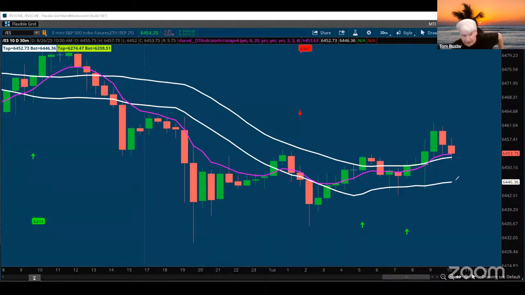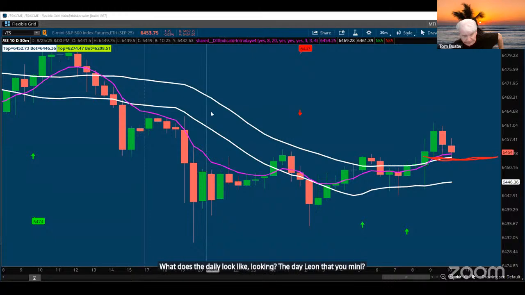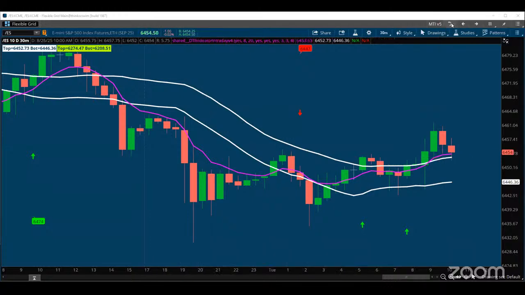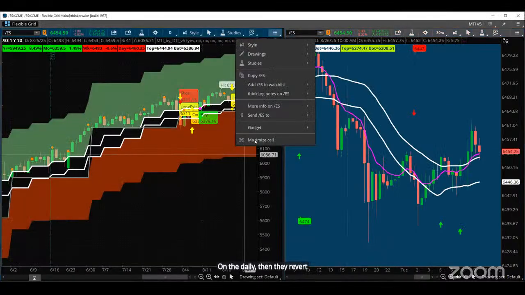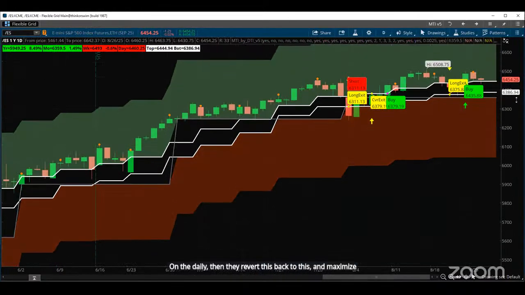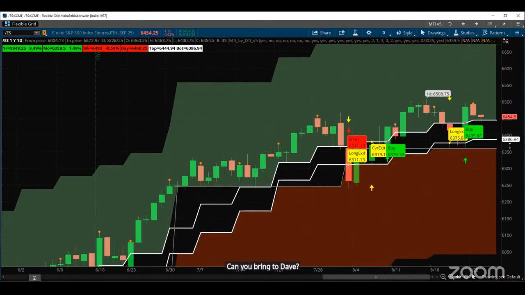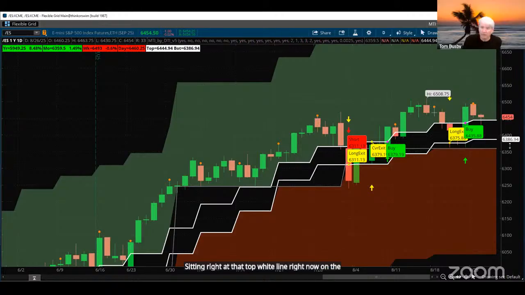What does the daily look like? Look at the daily on the E-mini. On the daily, let me convert this back to this and maximize the daily. Sitting right at that top white line right now on the daily. Yeah. So for the month of August, we're bullish. All the numbers support it. MTI supports it, but we are undecided about where we are, but you don't want to be short.